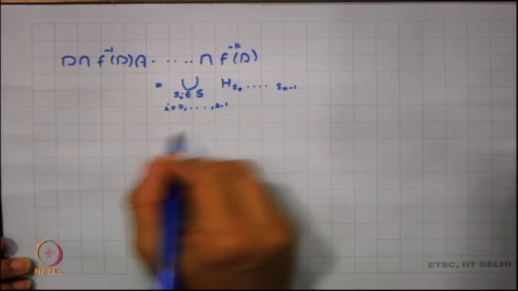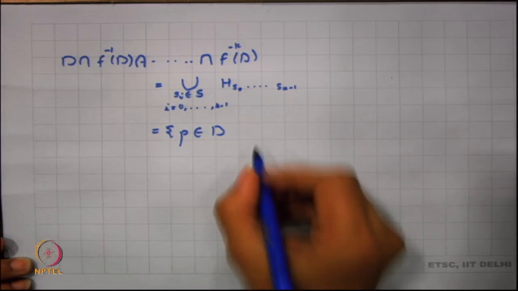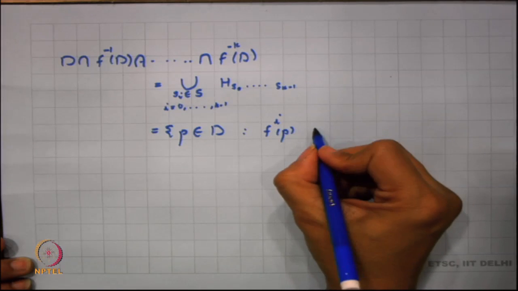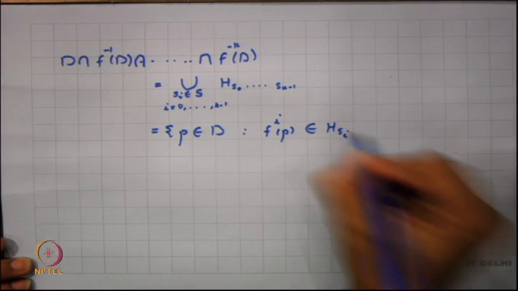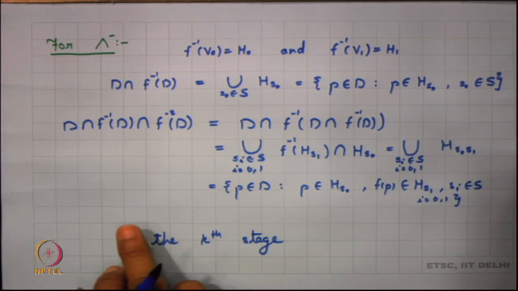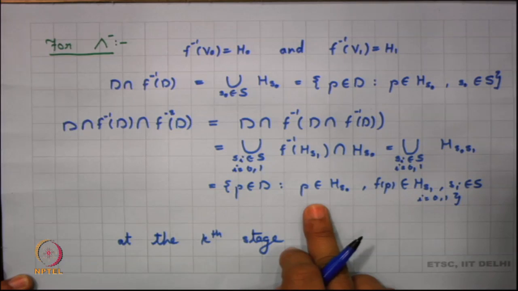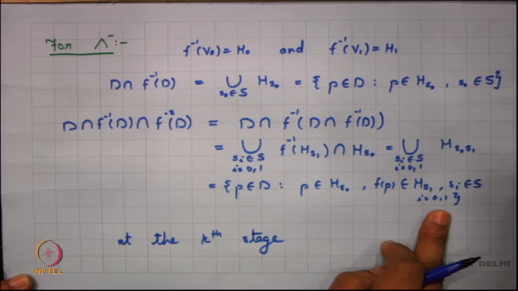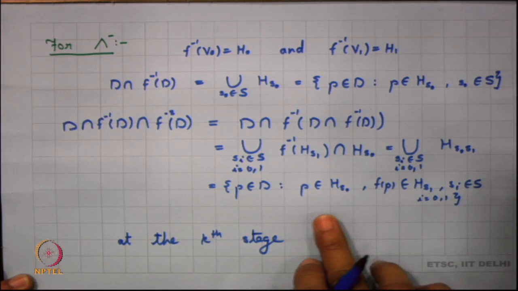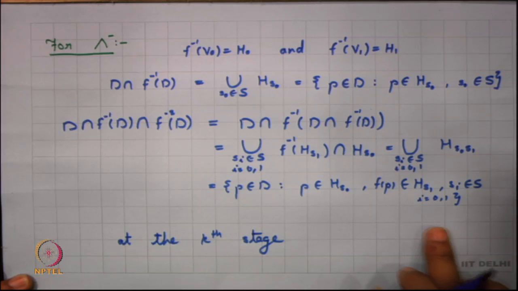And if we try to look into this, this is nothing but the set of all P belonging to D such that phi of P belongs to H of S_i, right. That is what we get here. We try to think of that part. D intersection F inverse D intersection F minus 2 D happens to be the set of all P in D such that P belongs to H of S0, F P belongs to H of S1. So, the next stage I will get H of S0 S1 S2, such that P belongs to H of S0, F P belongs to H of S1 and F square P belongs to H of S2.